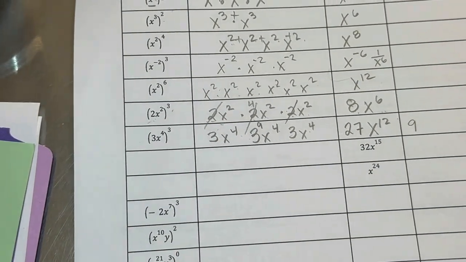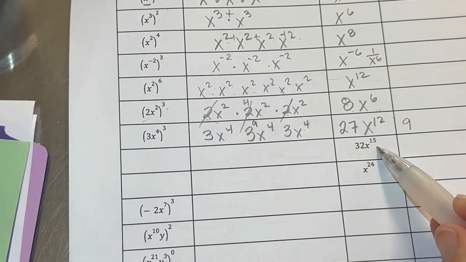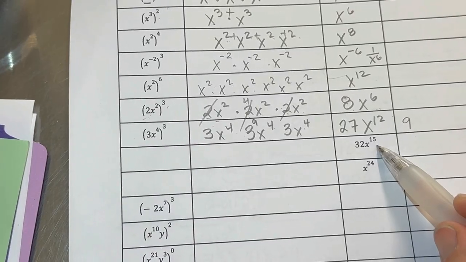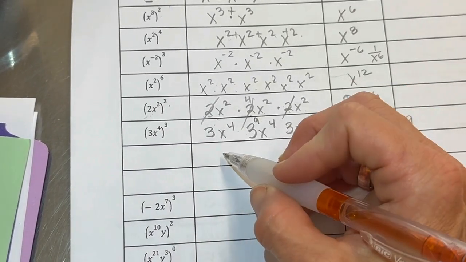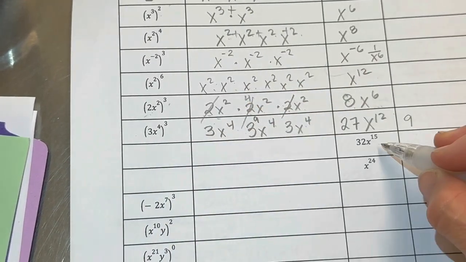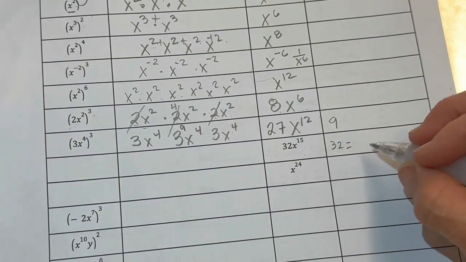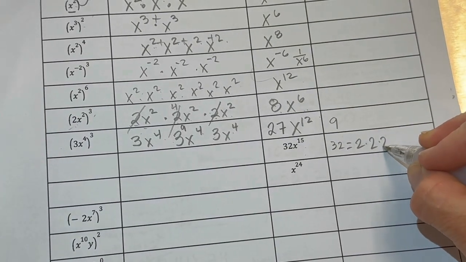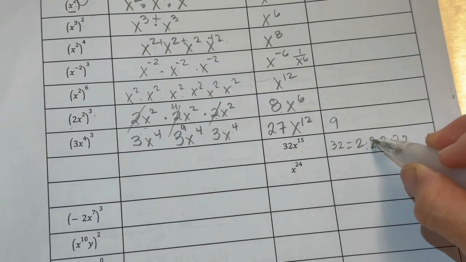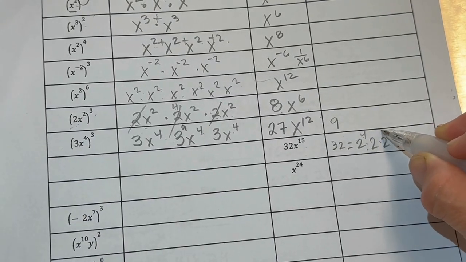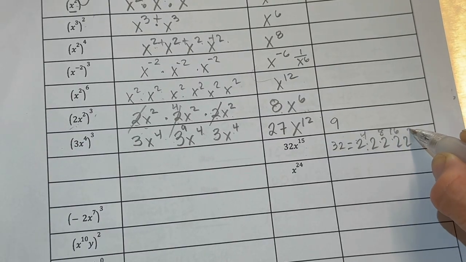Oh my gosh, so how are we gonna get 32x to the 15? So with 15, I probably want a 5 somewhere. This one is pretty hard. This is gonna come from, did you know that 32 is equal to 2 times 2 times 2 times 2 times 2? 1, 2, 3, 4, 5. 2 times 2 is 4. 4 times 2 is 8. 8 times 2 is 16. 16 times 2 is 32.